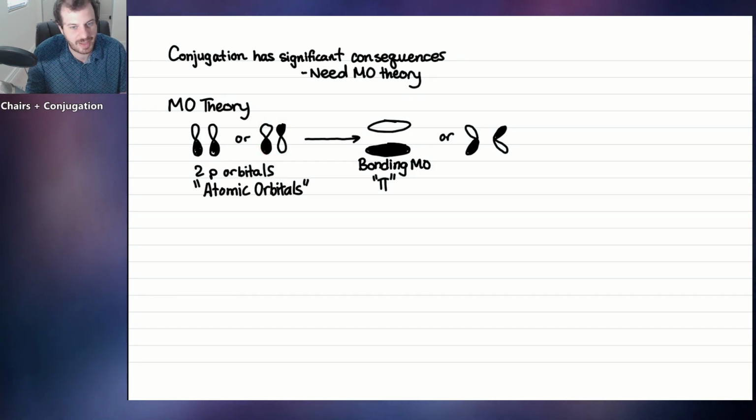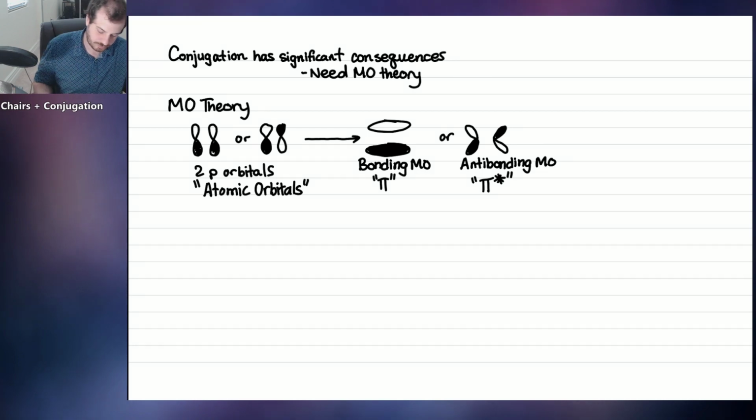Now, again, I'm never going to ask you to draw these pictures. I'm just showing you this so that I can show you something interesting about conjugation. You're never going to have to draw pictures like this in this class. So we call this the anti-bonding MO. And this is sometimes called pi star. The star means anti-bonding.